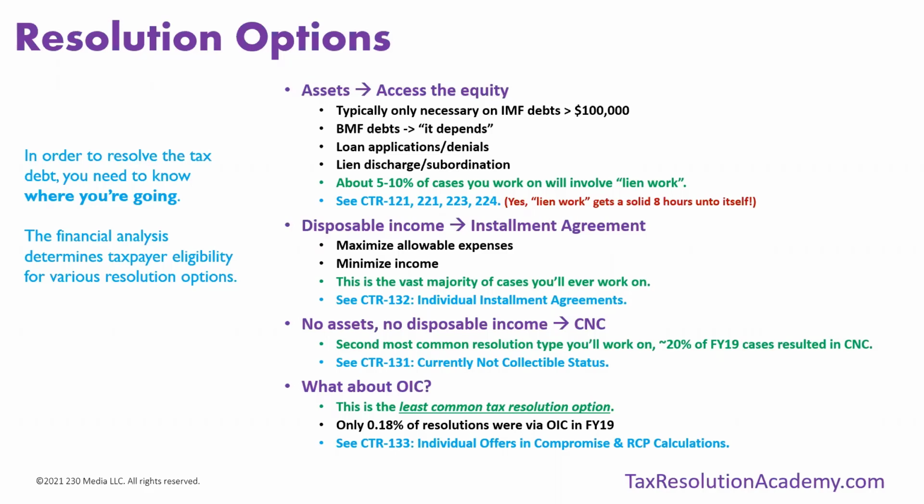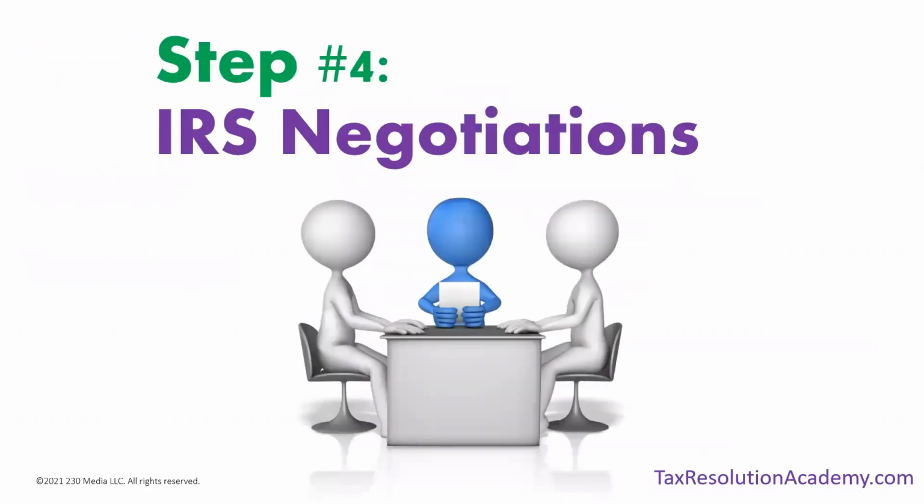And then I've also already mentioned that offers in compromise are actually the least common resolution option. But we do cover that in CTR 133, and intermediate offers in compromise is in CTR 261, covering future income collateral agreements, doubt as to liability offers, ETA offers, and dissipated assets. I just taught that class last weekend, so that was top of mind. So these are the resolution pathways that you'll be looking at. Step 4 out of our 7-step process is the actual phase where you enter into discussions with the IRS.